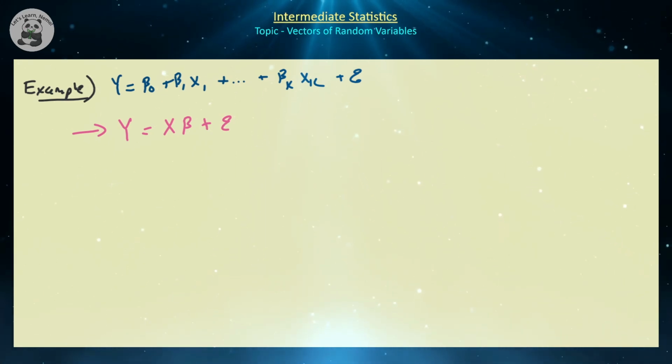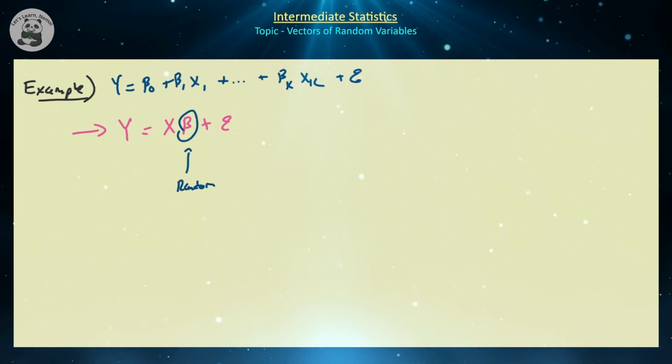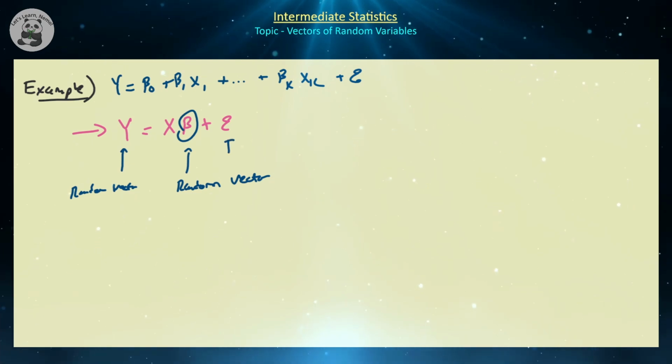Right? So obviously X is our design matrix, epsilon is our random vector, and obviously y is also a random vector as well. Given some design matrix X, which is typically not taken to be random, but one can consider the case where X is actually a random matrix as well, which is another story for another day, right?